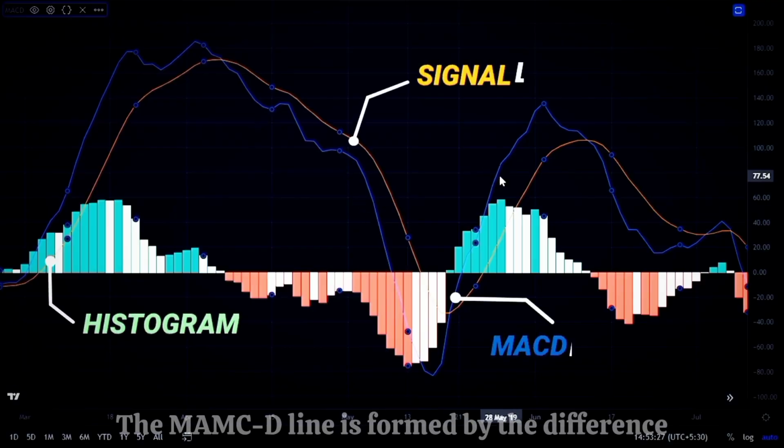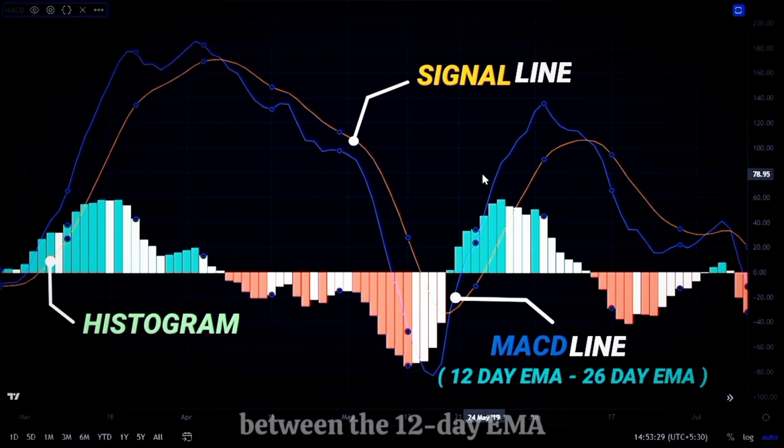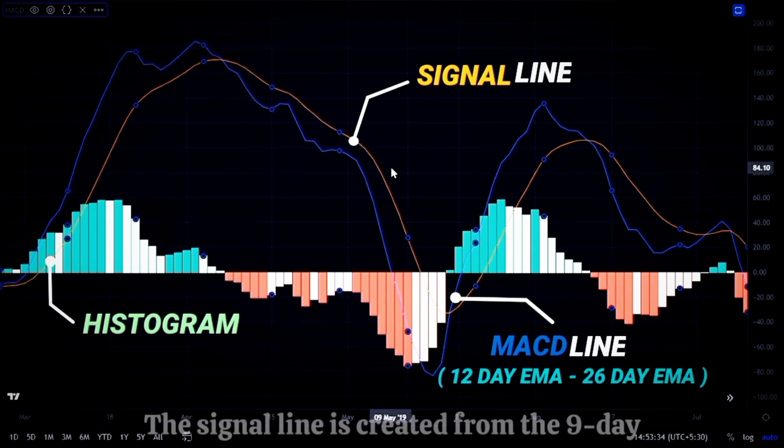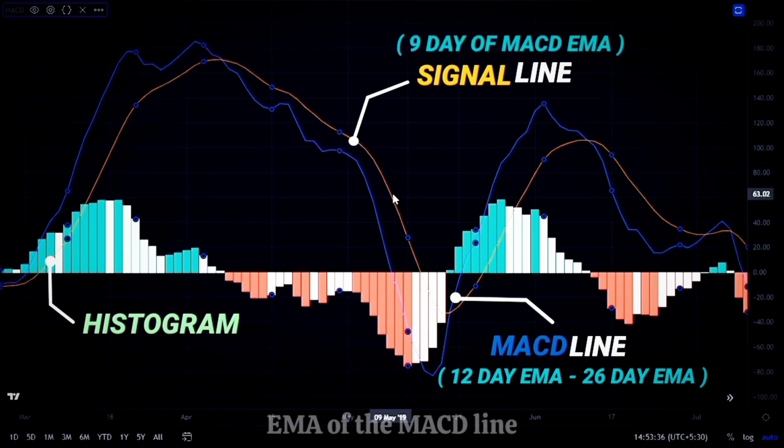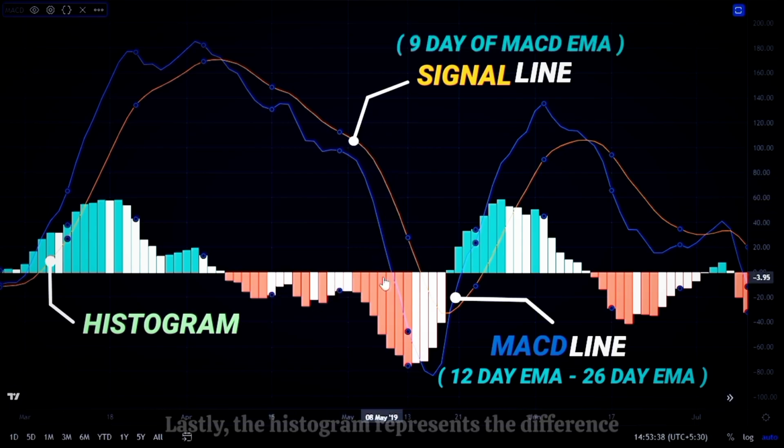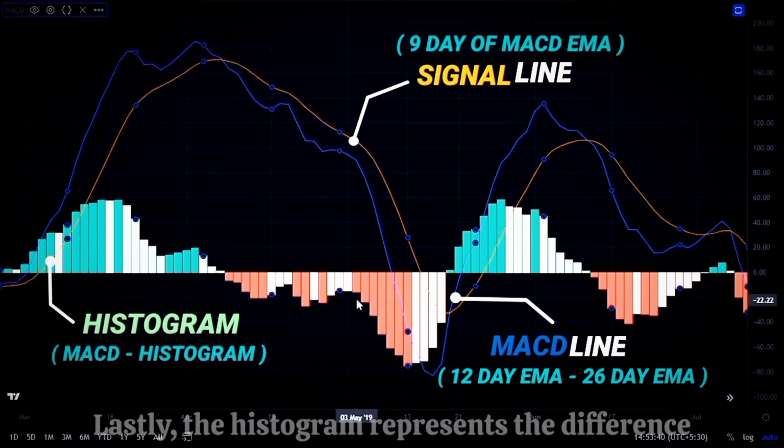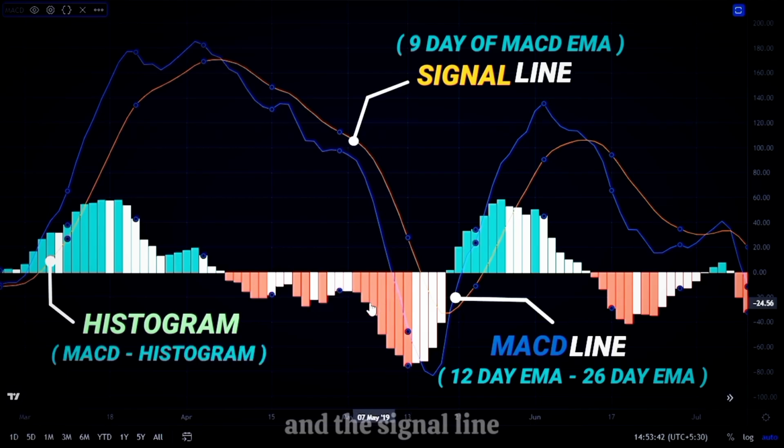The MACD line is formed by the difference between the 12-day EMA and the 26-day EMA. The signal line is created from the 9-day EMA of the MACD line. Lastly, the histogram represents the difference between the MACD line and the signal line.